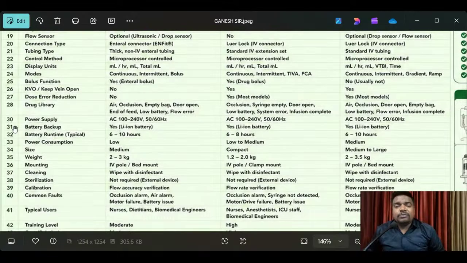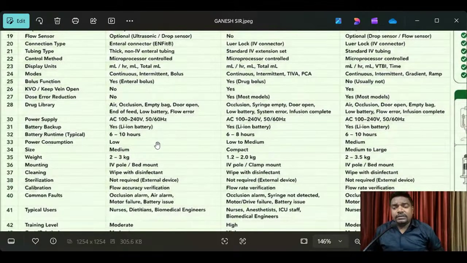Next, come to the 30th point. Now 29 points are completed. Now the 30th point, see here: power supply, AC. For the feeding pump, AC 100 to 240 volts, 50 or 60 hertz. For the syringe pump, AC 100 to 240 volts, 50 or 60 hertz. For the infusion pump, 100 to 240 volts, 50 or 60 hertz. This is the common thing, because for most medical equipment, 100 to 240 volts is enough.